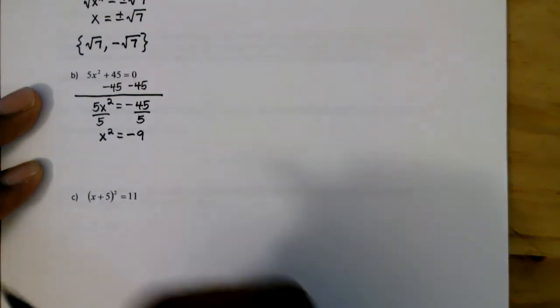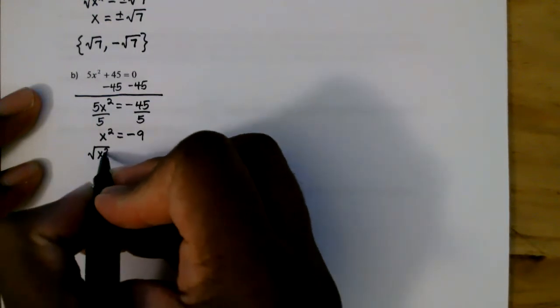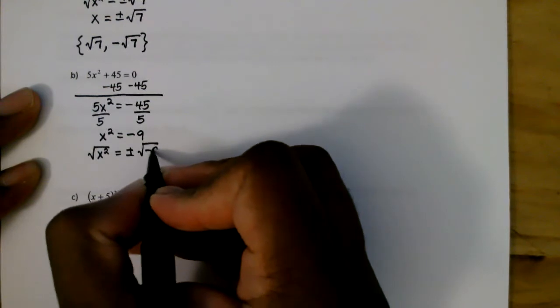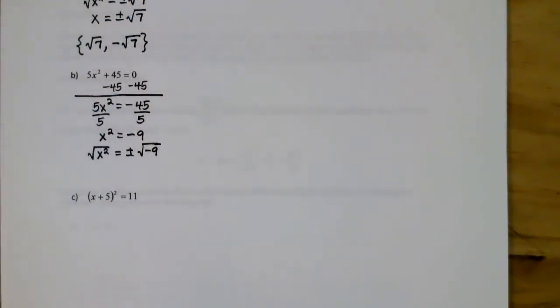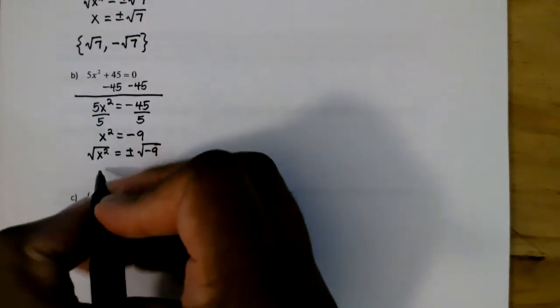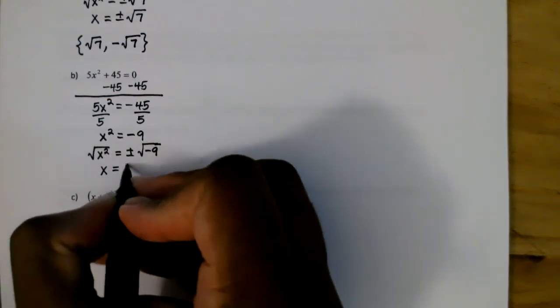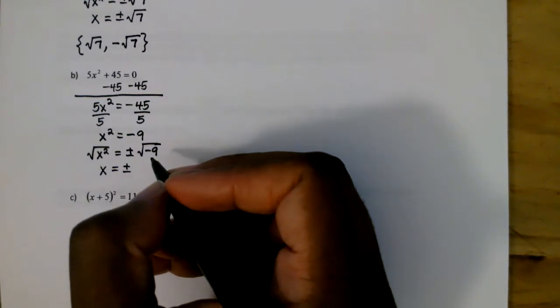And then to solve for x, we're squaring it, so that means we need to take the square root on both sides. And don't forget, we need to include that plus or minus symbol every time we take the square root on both sides of an equation. So the square root of x squared is x. That's equal to plus or minus the square root of negative 9.